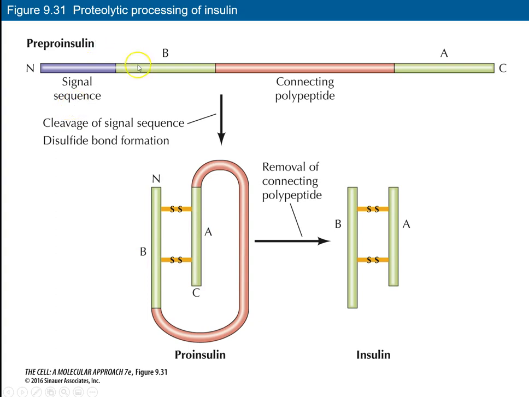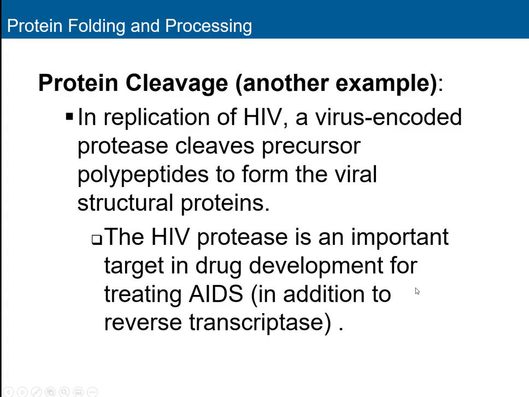So pre-pro insulin gets cleaved in a certain way, that signal sequence comes off to form pro-insulin, and then this whole red area gets cleaved off to form insulin. This is not functioning. This is a functioning molecule, okay?